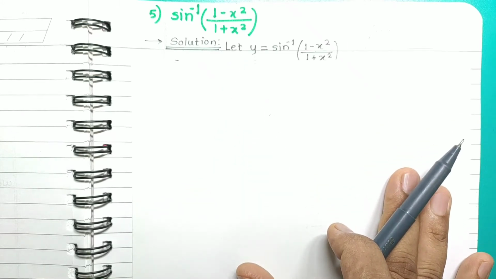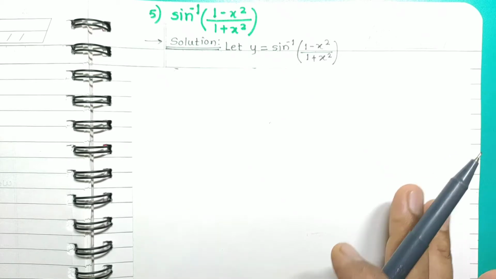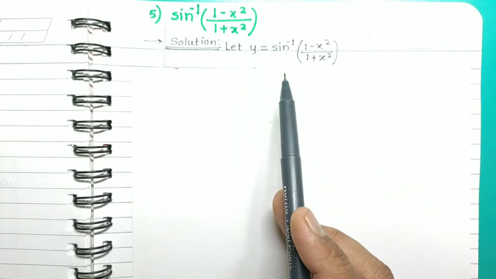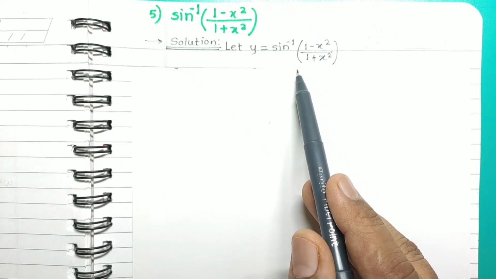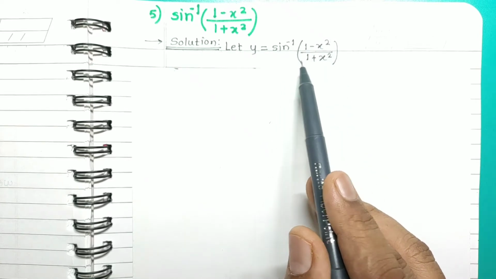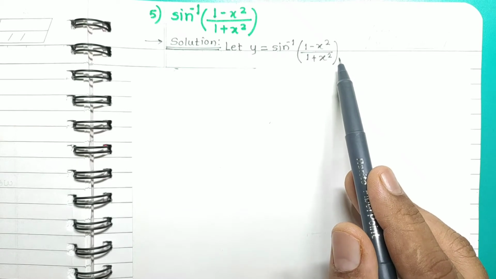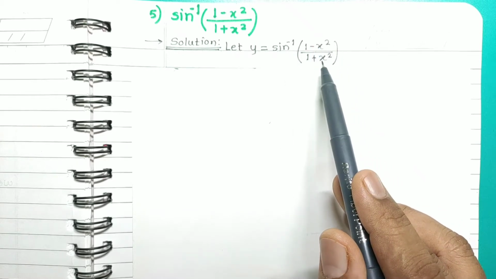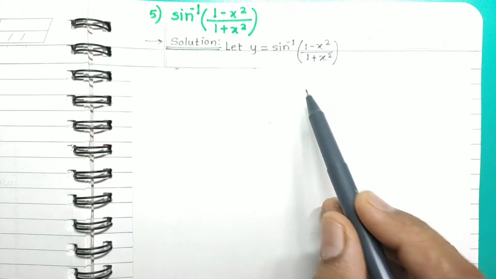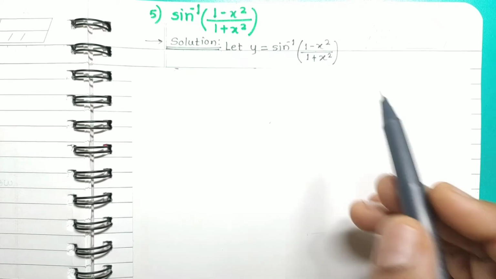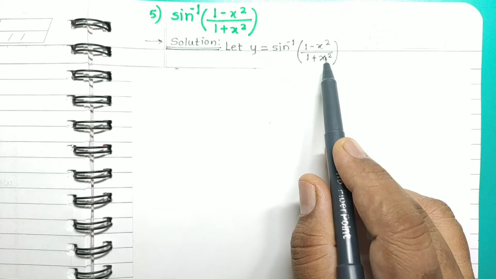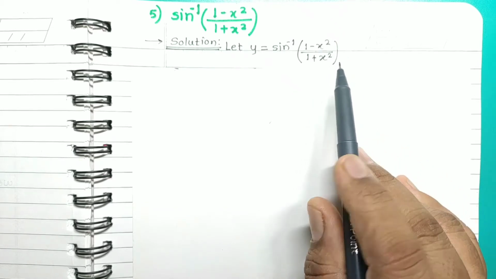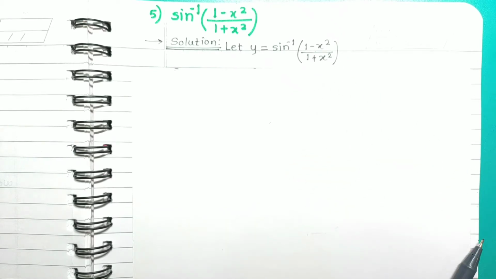So in the solution, write down the given function and let it be y. Here again we are not going to use the chain rule to differentiate this function directly at this step. We are going to simplify this function. Note that the 1 minus x square and 1 plus x square terms can be related with a result.